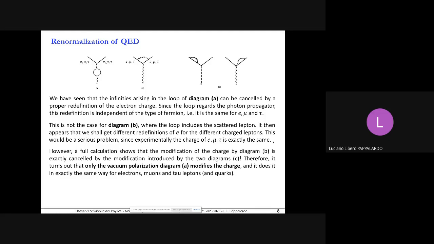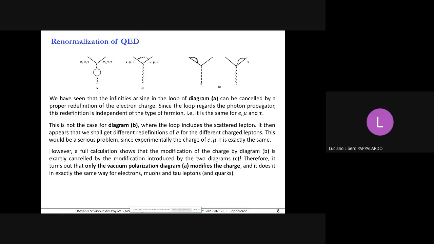This is called the Ward identity. So it can be shown in quantum field theory with a full calculation that the modification of the charge introduced by the diagram B is exactly cancelled by the modification introduced by the two diagrams C. So if you also include in your calculation these two diagrams, where the loop attaches to either the incoming or the outgoing fermion, then the difference in the redefinition of the electron charge for the different leptons completely cancels.